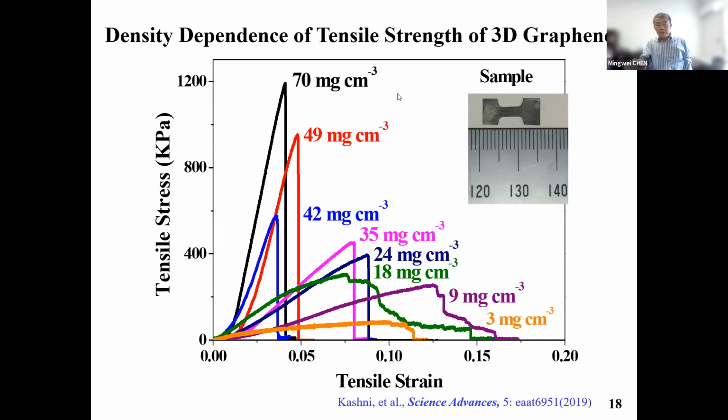Because those samples are three-dimensional in bulk form, right, you can use your finger to pick up and hold the sample anywhere. So we can do mechanical testing just like for a traditional metal sheet or polymer sheet. You cut a dog-bone-shaped sample and pull it for tensile testing. So this is the stress-strain curve.